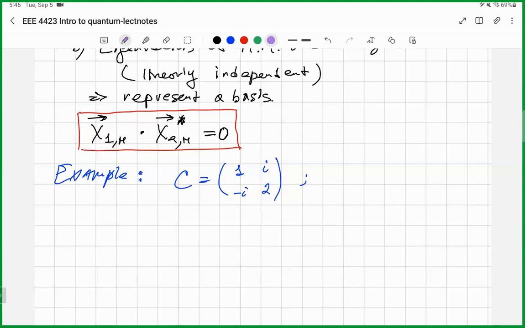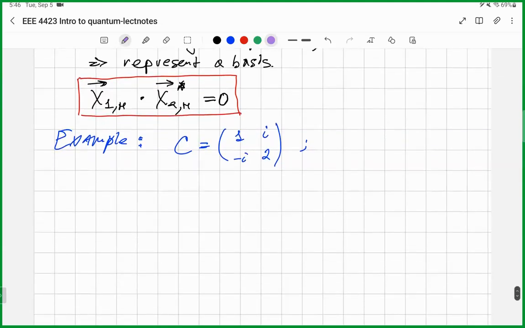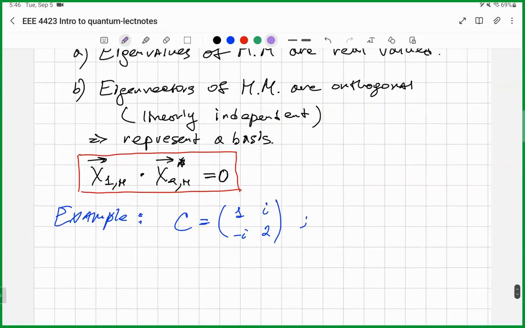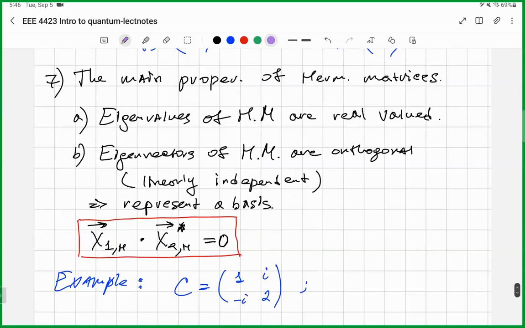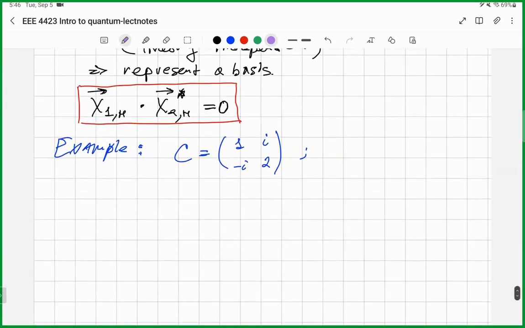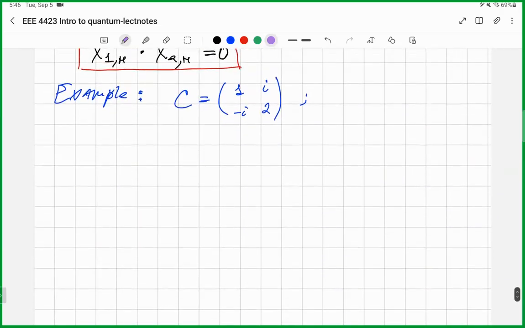All right, so this is our matrix, and let's find the eigenstates and eigenvalues and demonstrate that they fulfill these Hermitian matrix properties. The eigenvalues are real, eigenvectors are orthogonal.